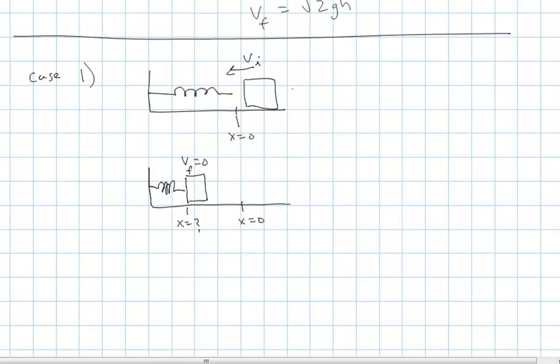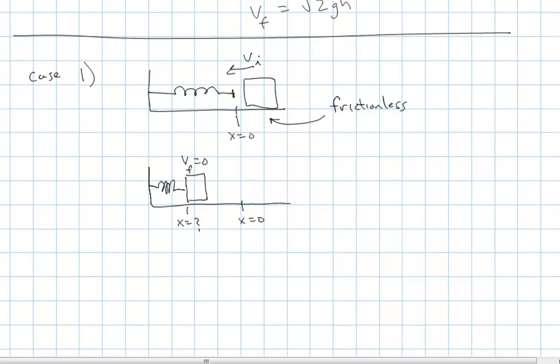So that's the problem. The box is sliding in. Let's make our surface frictionless. The block is sliding in on a frictionless surface. It encounters a spring, and it starts to compress the spring, comes to rest at some position. We're trying to figure out where it comes to rest. How much is the spring compressed when our box comes to rest?